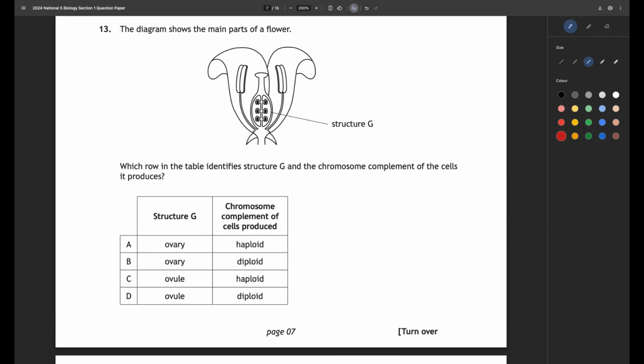For 13, the diagram shows the main parts of a flower. Which row in the table identifies structures G and the chromosome complement of the cells it, and this is the key word, produces? So let's have a look at our options here. For structure G, we can either go with the ovary or the ovule. Now, it's pointing to the ovary, okay, rather than the individual ovules within that area. So that's the structure. Now, what does the ovary produce? Well, it produces ovules, which are haploid cells, okay? And the key thing is it's the chromosome complement of the cells produced. So 13 is going to be A, okay?